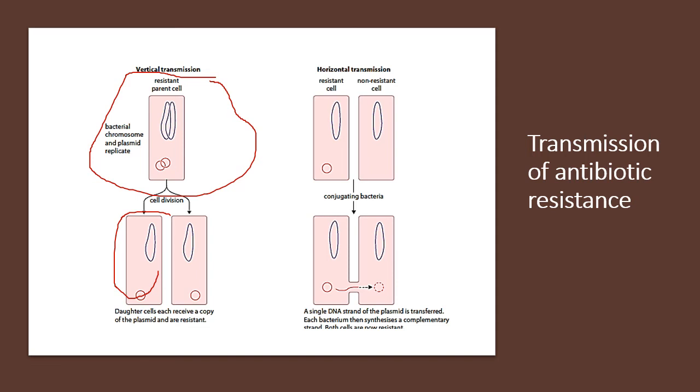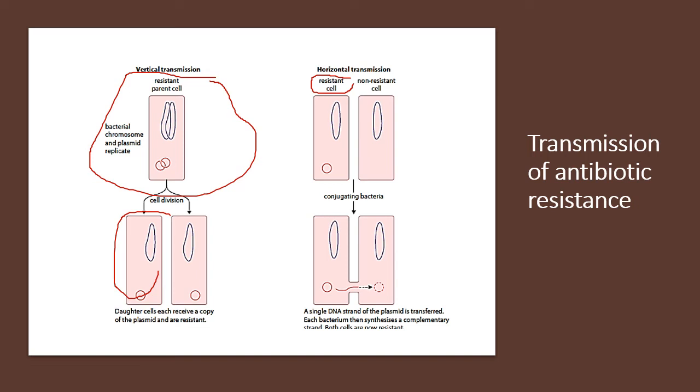In horizontal transmission, it's a very different story, or a bit of a different story. So in horizontal transmission, you have a cell that is resistant to antibiotics, and you can see there that that cell has its DNA loop and it also has the plasmid. And this is a non-resistant cell. This non-resistant cell has a DNA loop, but it doesn't have the plasmid that carries the antibiotic resistance. What the two cells would then do is that they form what we can call a pipeline. This is what we call conjugation, by the way.